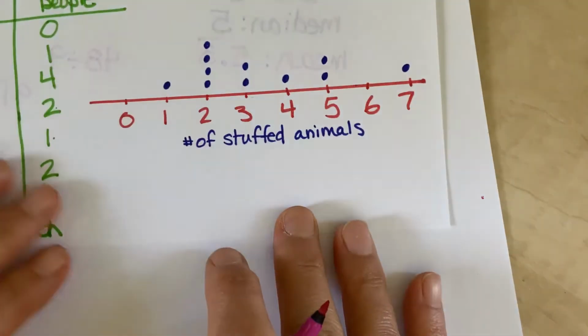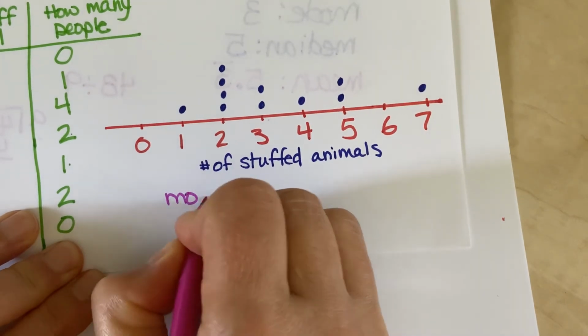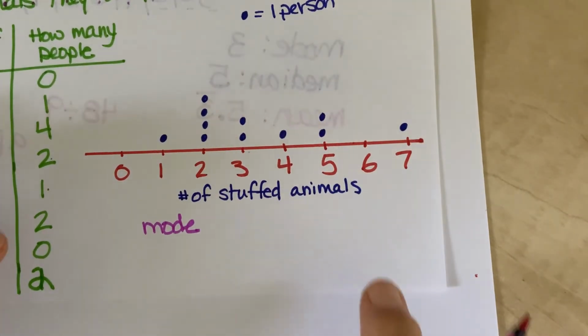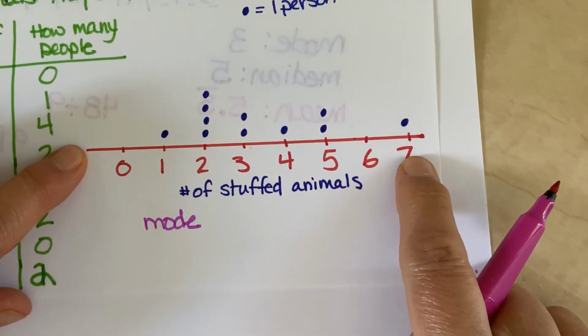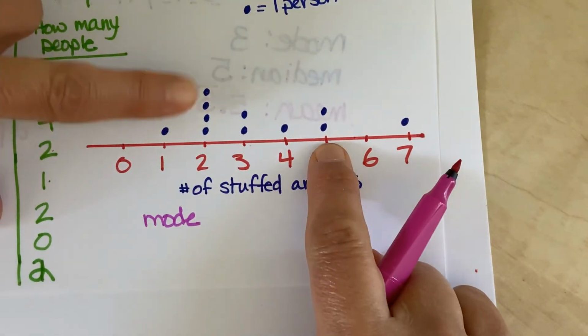All right, so if I wanted to find the mode, okay, I can do it with this, and it's already in order from least to greatest for me, so I really don't have to look. I just have to look at this graph, which one had the most. 2 did. 2 has 4 people. 3 has 2, 5 has 2, but this had the most.